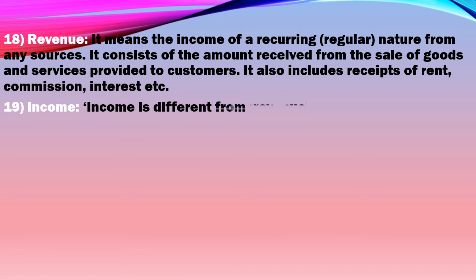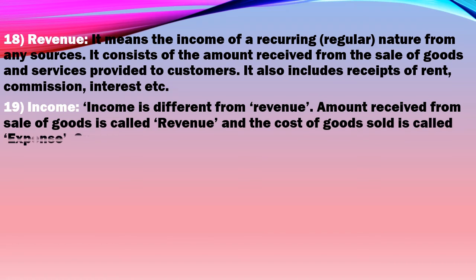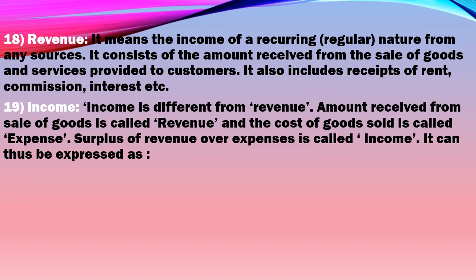Income. Income is different from revenue. Amount received from sale of goods is called revenue, and the cost of goods sold is called expenses. Surplus of revenue over expenses is called income. It can be thus expressed as, so here we have learned about what is revenue. Revenue is the amount that you receive from the sale of goods and services. And what is expense? The cost of goods sold.